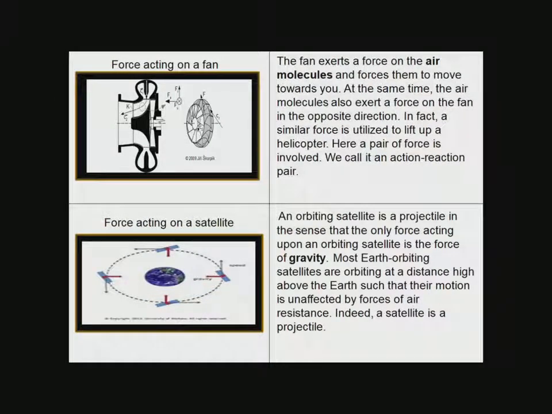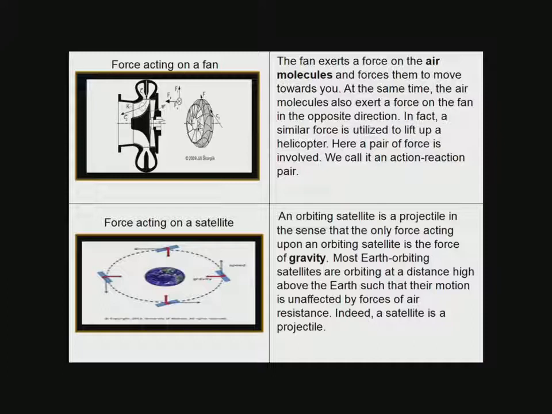Force acting on a fan. The fan exerts a force on the air molecules and forces them to move towards you. At the same time, the air molecules also exert a force on the fan in the opposite direction. In fact, a similar force is utilized to lift up a helicopter. Here a pair of forces is involved. We call it an action-reaction pair.